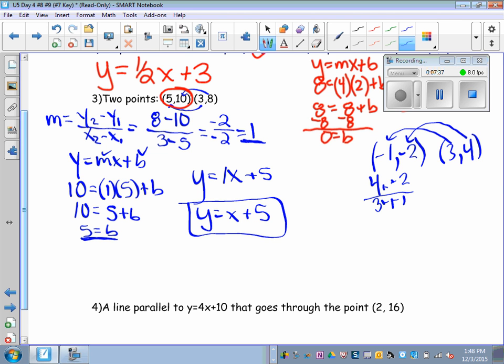Alright, questions on number 3. That's what you had to do on your homework last night. So we have our 2 points. We find slope, and then we put in our x and y value, as well as slope, to solve for b, and make our equation. Okay, number 4 and 5 are a couple special cases.